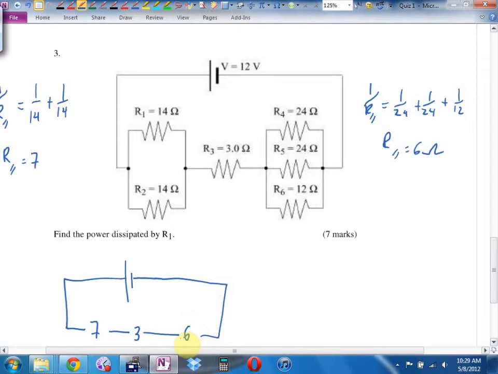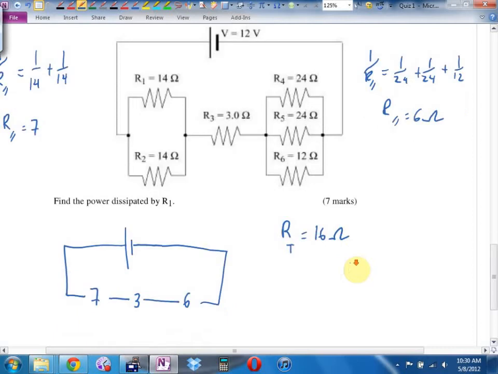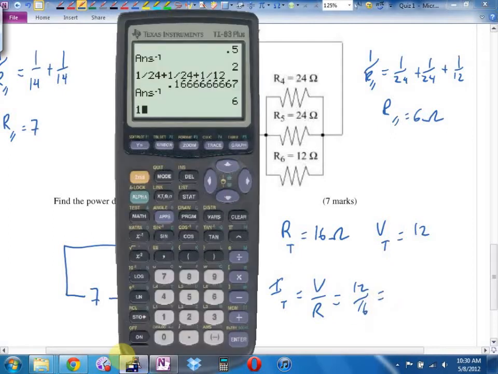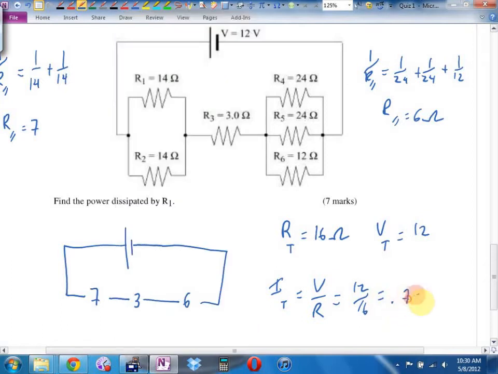What's the total resistance of this circuit? 16. Our total is 16 ohms. What's my total voltage? 12. What's my total current? V over R, 12 over 16. Total current, 0.75 amps. Okay.